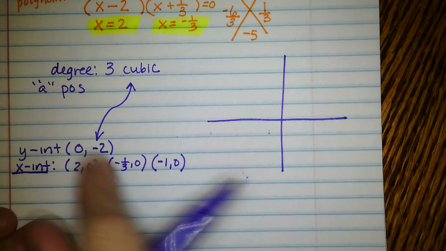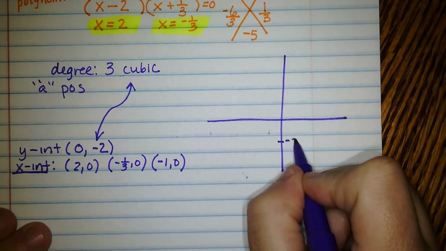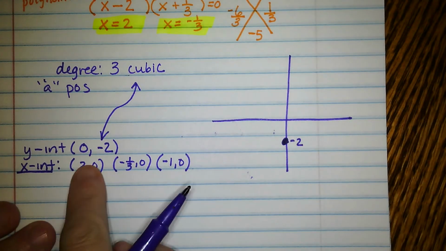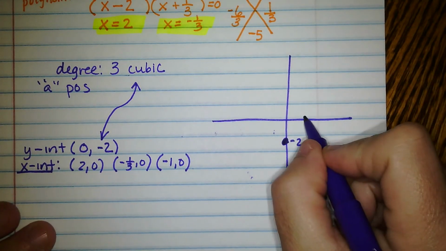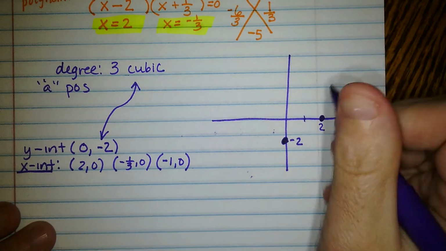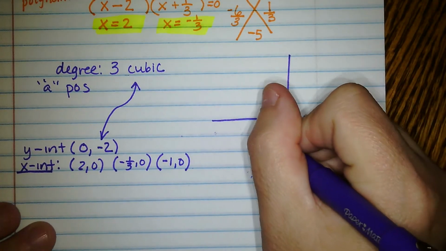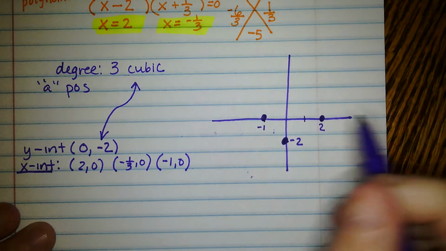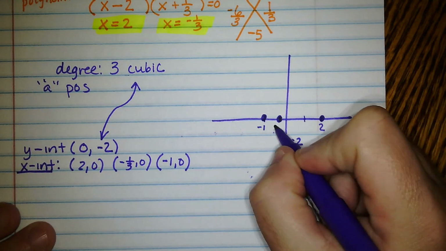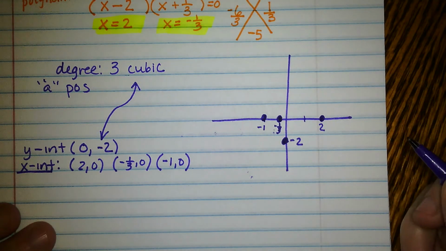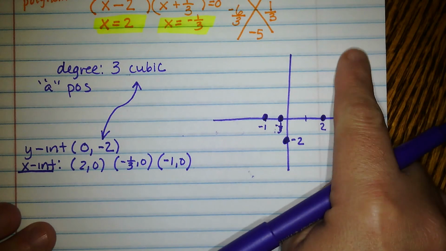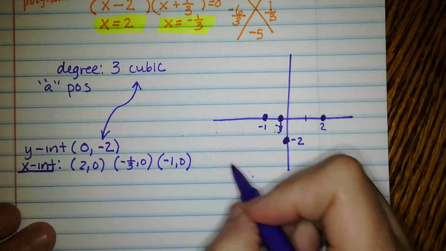So my y-intercept's at -2, so maybe like right here on the y-axis. I need an x at 2. I need an x at -1. And then I need an x at -1/3. So that's real close to 0. Because this is going to start down and it's going to scoot up and the end behavior is going to be up here when we're done, we have to start down here.